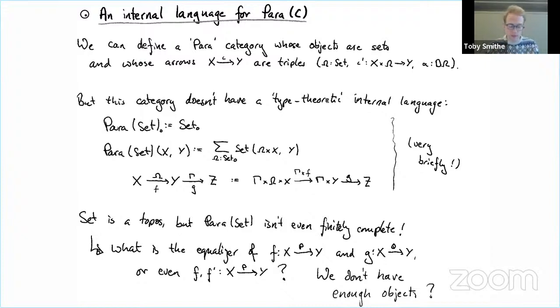What does this mean? What is this Para category more precisely? As I mentioned earlier, say C is Set. The objects of Para of Set are just the same objects as we started with in C. And then the arrows X to Y are pairs, say, of a parameter space in Set and these parameterized maps, which I wrote as C' before.